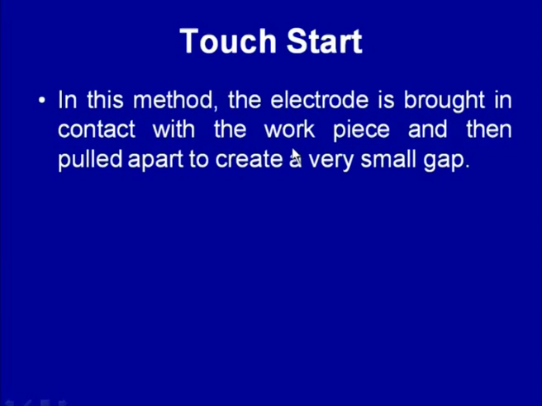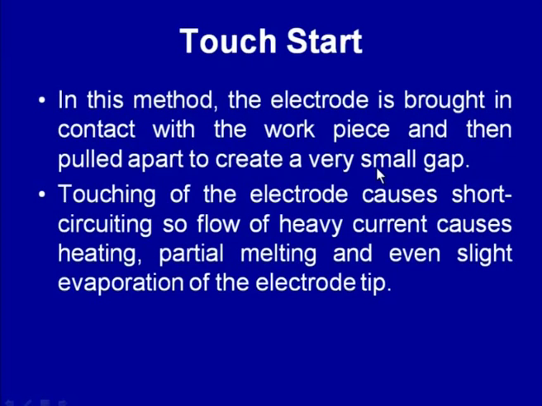We will see how each arc initiation method works. In the case of touch start, the electrode is brought in contact with the workpiece and then immediately pulled apart, so that a very small gap is created between the electrode tip and the workpiece. If the gap is too big, then again no arc will be initiated. Maintaining this small gap just after pulling the electrode apart from the workpiece is important.